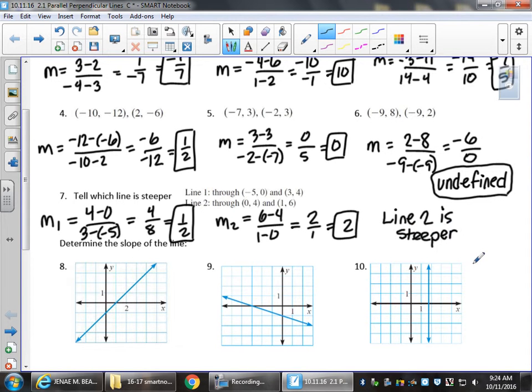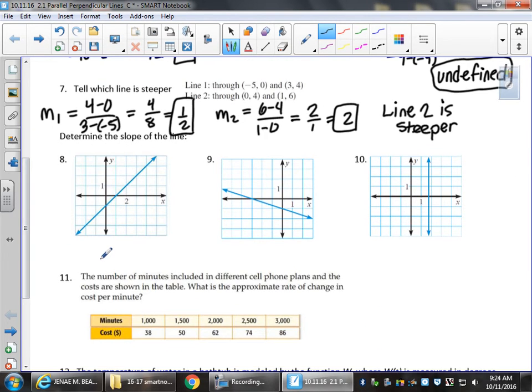Does positive or negative matter? No. Remember, we discovered on Thursday that positive or negative just tells me increasing or decreasing. It has no effect on steepness. Just look at the number. So the number 2 is bigger than 1/2. If 2 is negative, it still would be steeper. Very good.